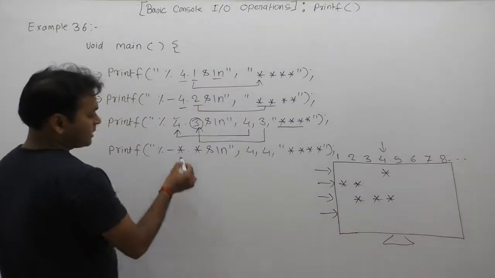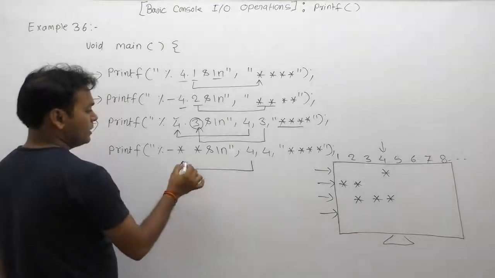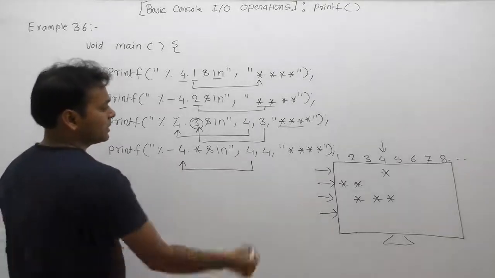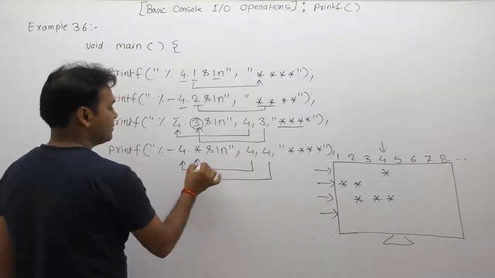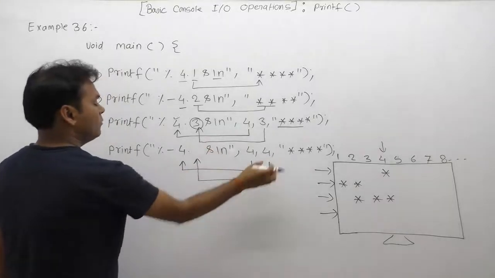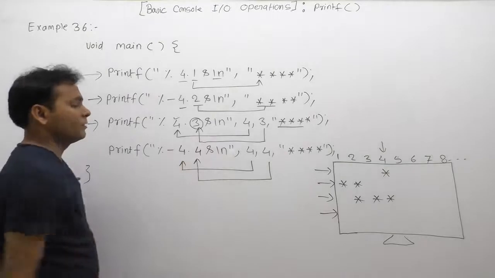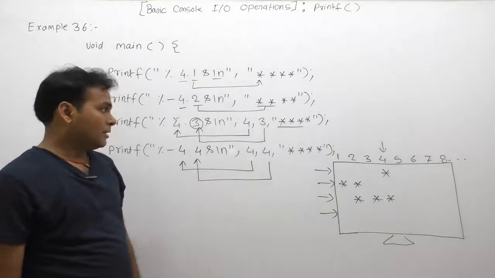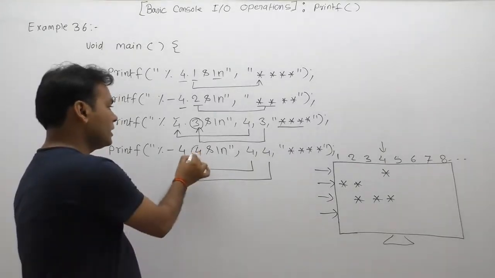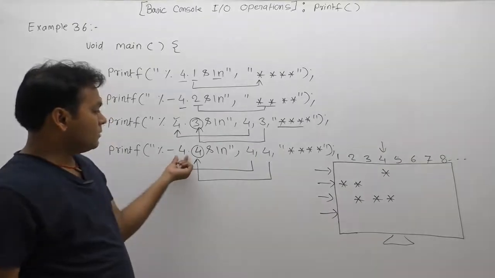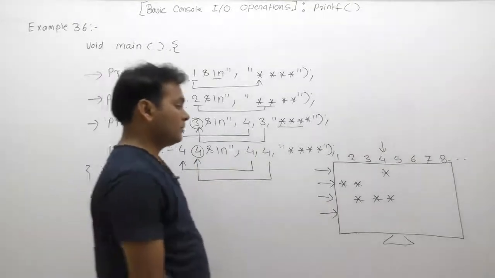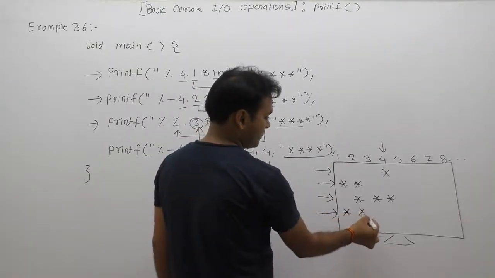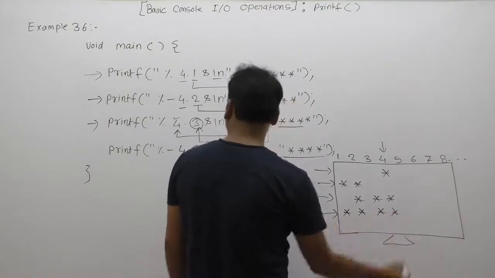Next one, again the first asterisk is replaced by the first argument value, 4. It becomes like percent minus 4. Same as the second asterisk will be replaced by the second argument value, also 4. It becomes like percent minus 4.4 and slash n. It will display 4 characters according to 4 bits from right to left. The number of available characters is also 4. This is the final output in that case.